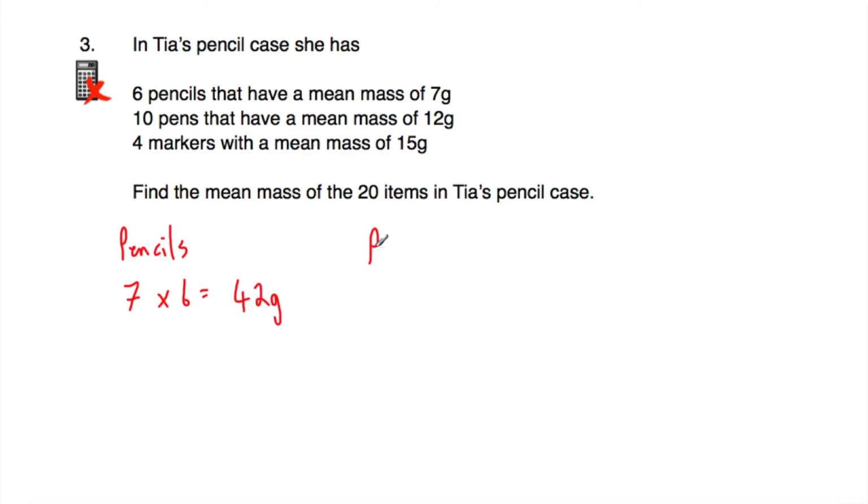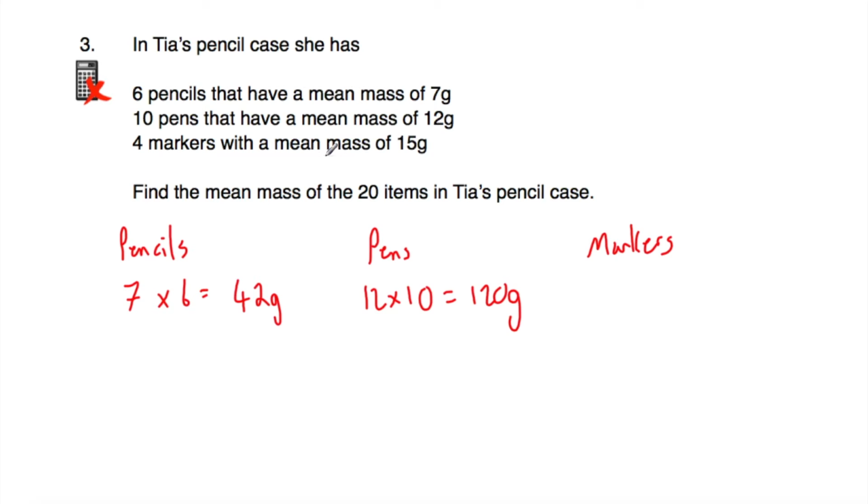Now in terms of the pens, where their mean mass is 12 grams. So that means if we added up the masses of each of the 10 pens and divided by 10, that's equal to 12. So if we work backwards, if we take the 12 and times that by 10, so 12 multiplied by 10 is equal to 120 grams. So the total mass of the pens is 120 grams.